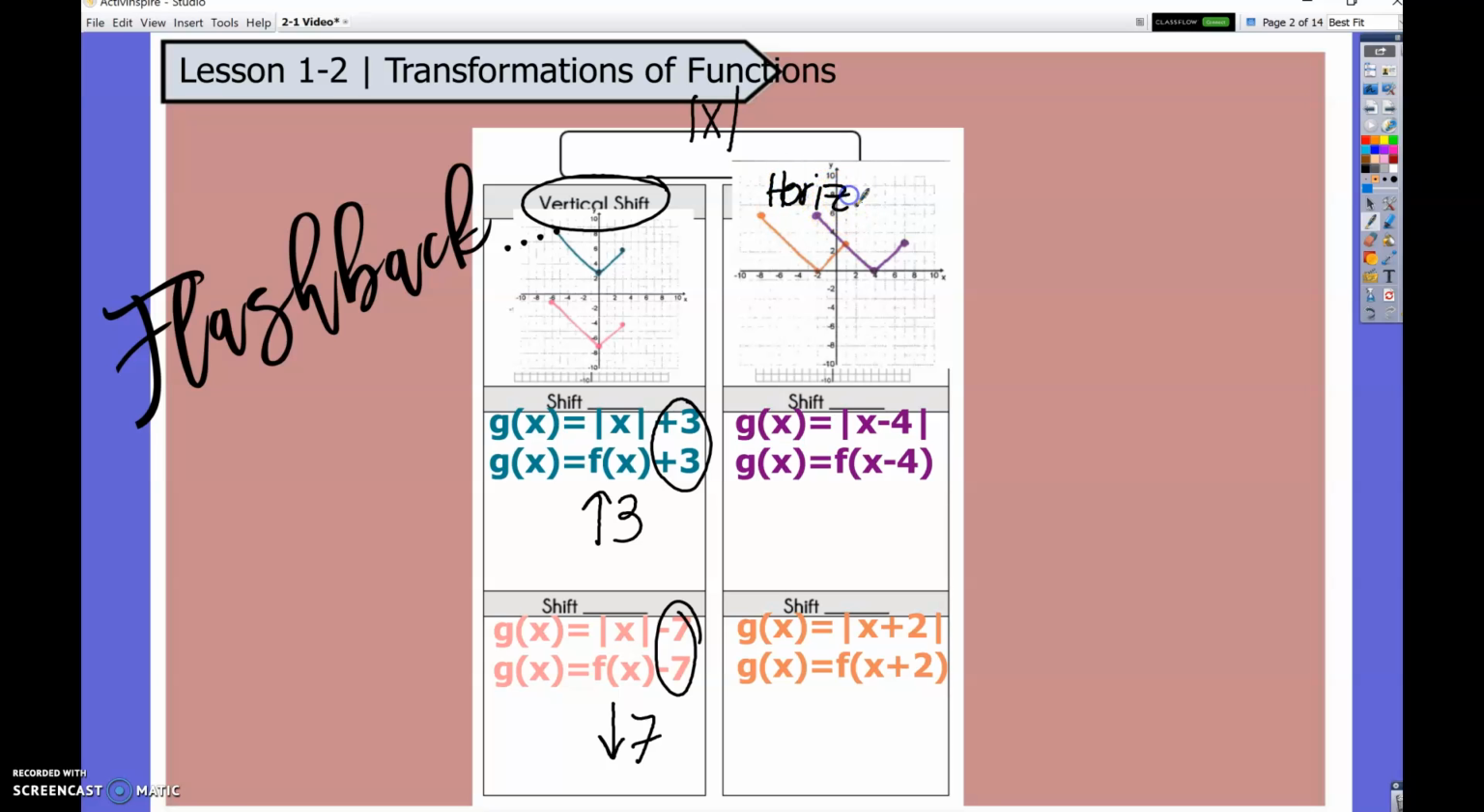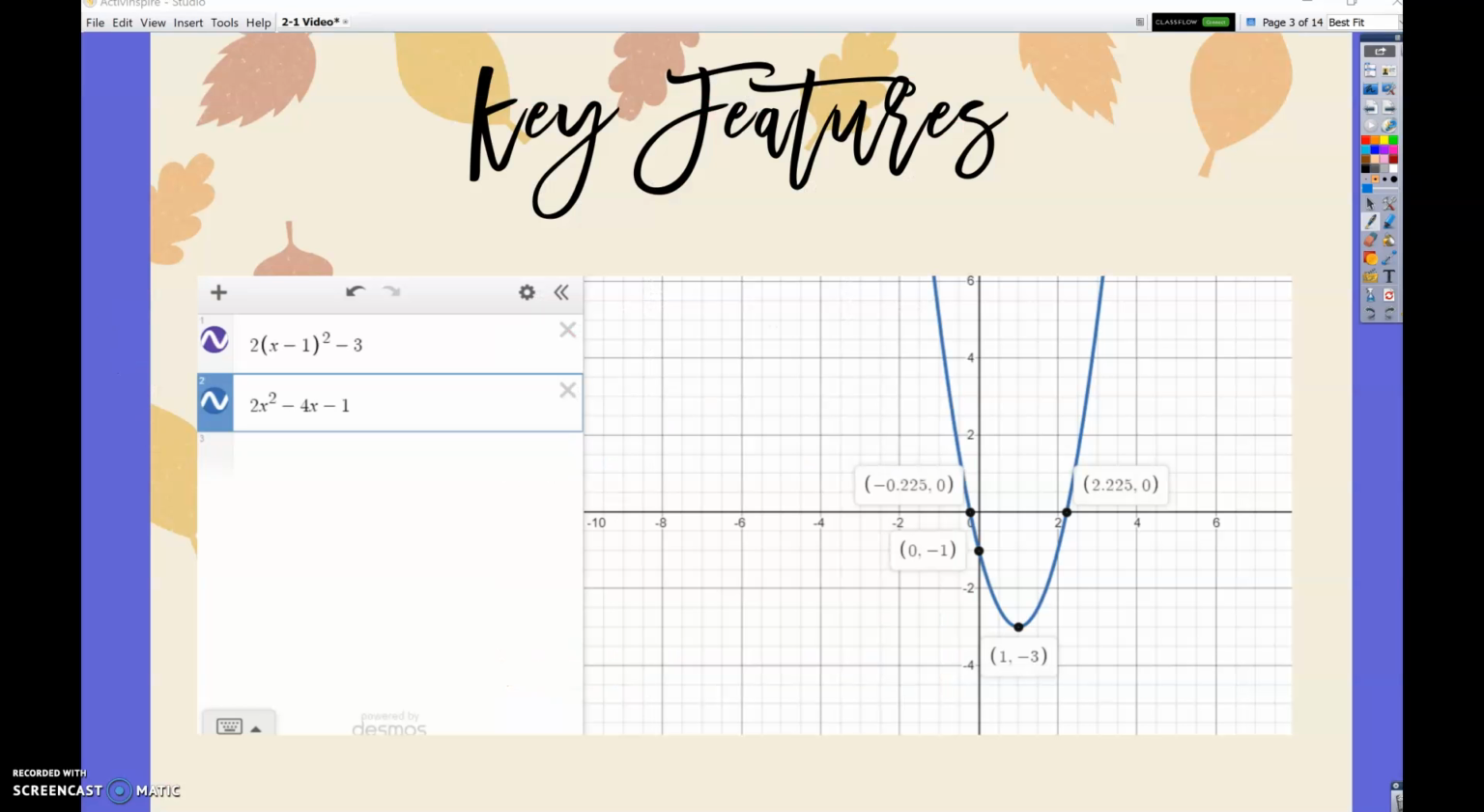Our horizontal shifts were the ones that were tucked inside either the function itself or that function notation. Recall that if it's inside those parentheses or the function itself, it moves in the opposite direction of what you might think. So when you see a minus 4, it will horizontally shift it to the right 4, or when you see a plus 2, it shifts it back or to the left 2. Keep these ideas in mind as we begin Section 2.1, and I think you'll find them quite helpful. Section 2.1 begins by identifying key features.